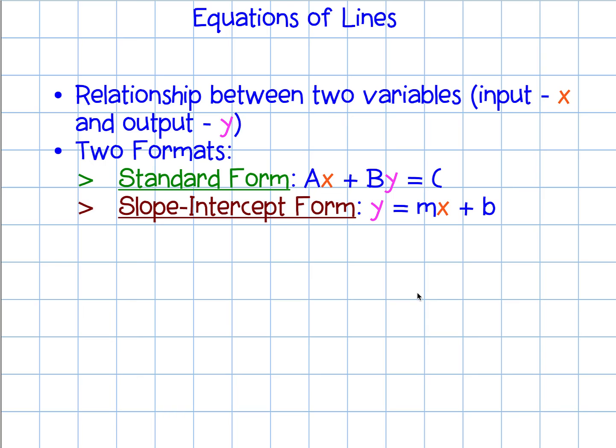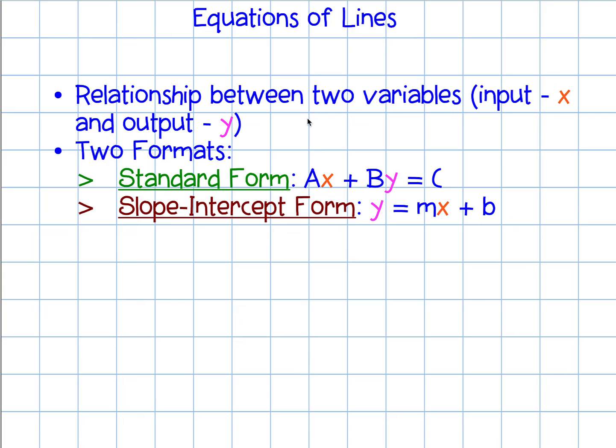So in this lesson, we're going to look specifically at slope-intercept form. Remember, an equation of a line shows the relationship between two variables, specifically an input and an output. Normally, in algebraic equations for lines, we use x for our input variable and y for our output. Remember, the input variable is also the independent variable, so x is usually our independent variable, and y is our dependent variable.